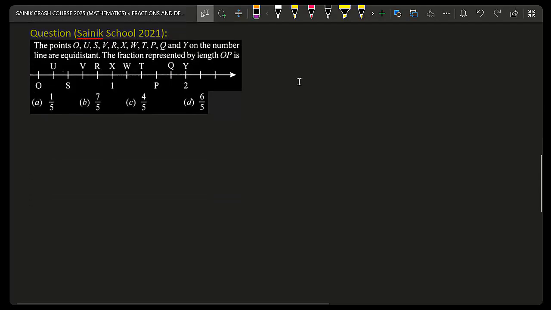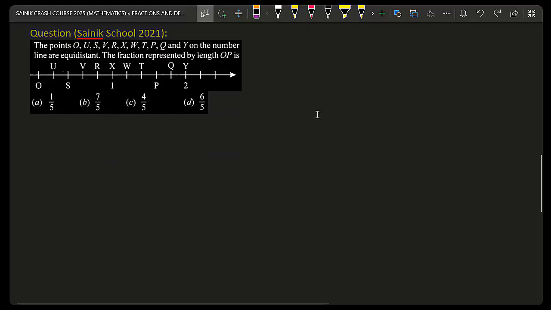The question is: points O, U, S, V, R, X, W, T, P, Q, and Y on the line are equidistant. What do you mean by equidistant? The distance between those points is equal. That means the distance between O and U will be equal to the distance between U and S, equal to S and V, and so on. The distance between any two consecutive points is always equal. In that case, we call them equidistant.